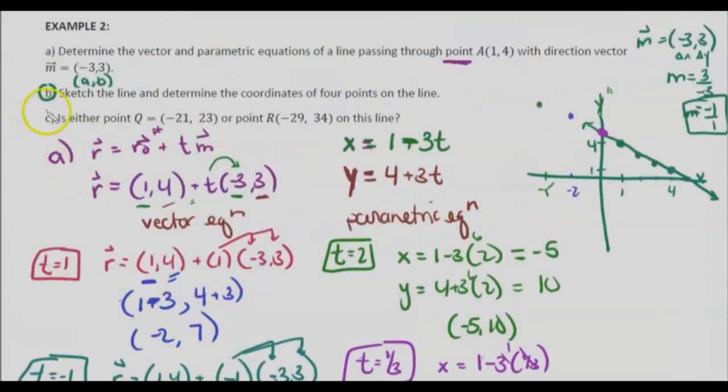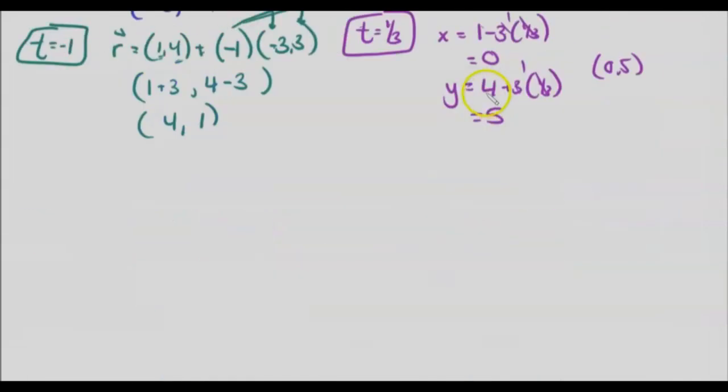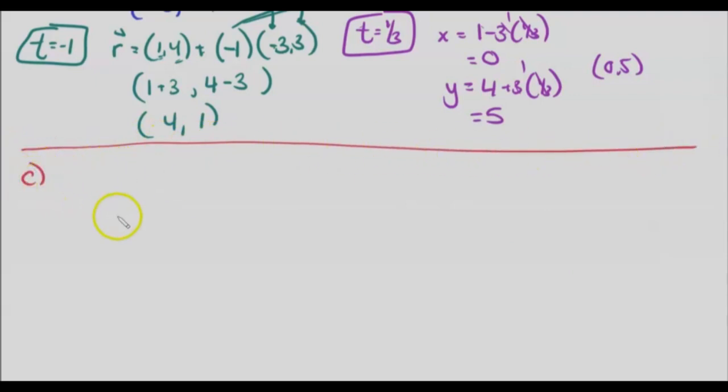Okay, now C. Is the point Q negative 21 comma 23 or the point R negative 29 comma 34 on this line? So essentially, these are two completely different questions, okay? So coming down here, we're going to do C down here, okay? So if we think about our parametric equations, and I'm just going to rewrite them so we have them handy, x equals 1 minus 3t, y equals 4 plus 3t.